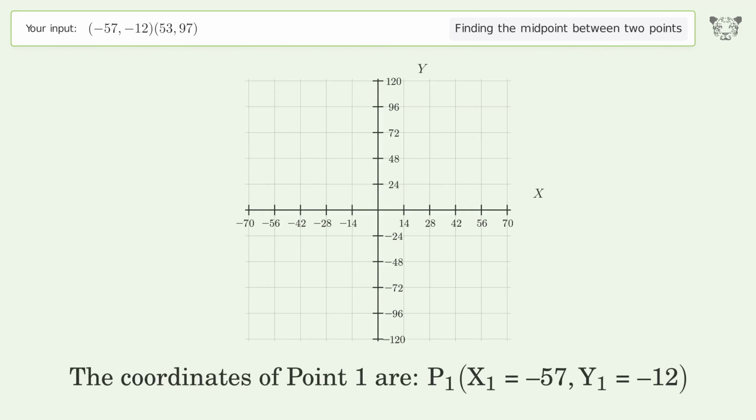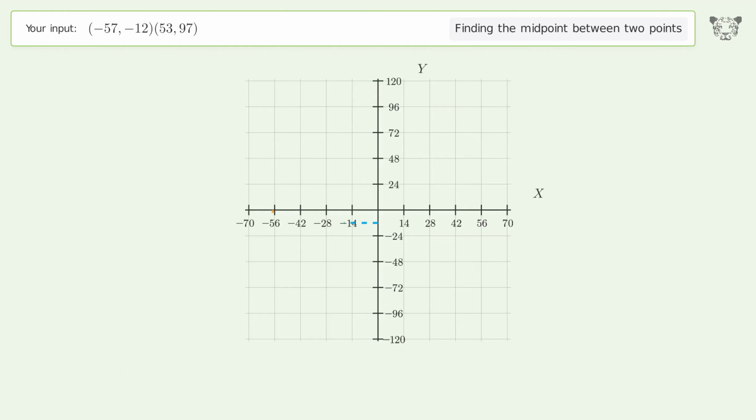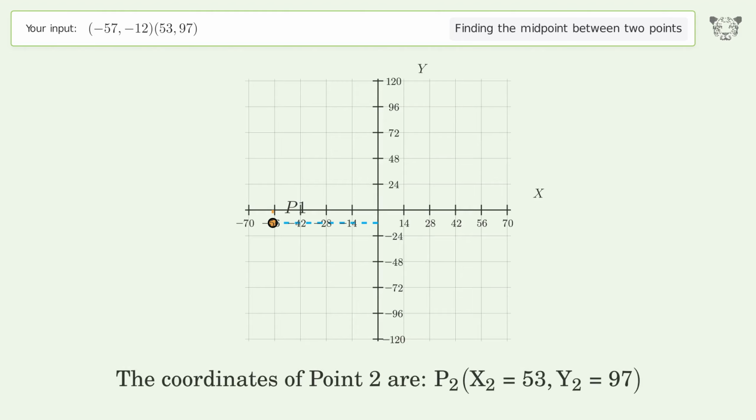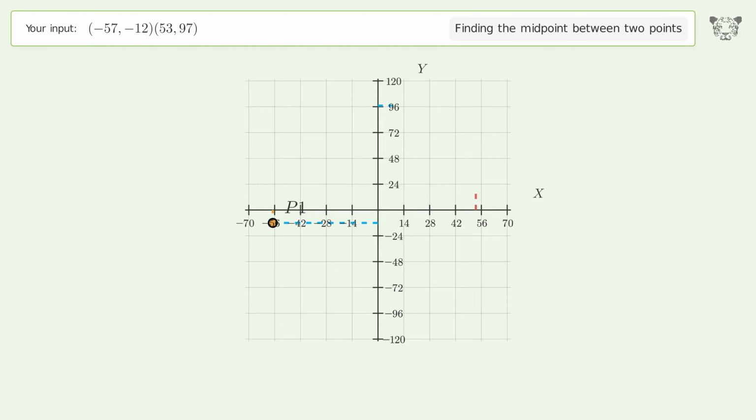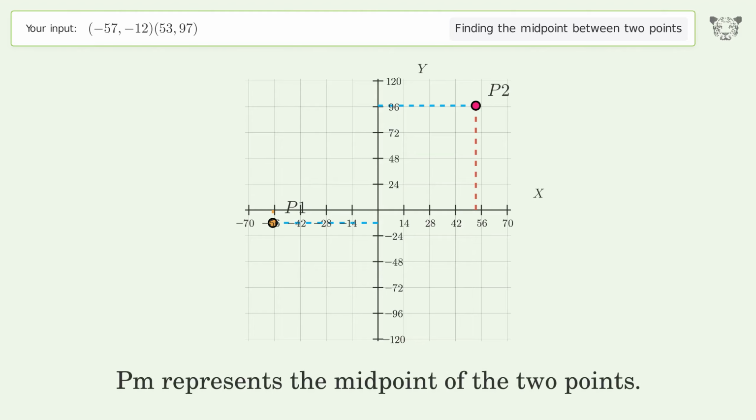The coordinates of point 1 are, x1 equals -57, y1 equals -12. The coordinates of point 2 are, x2 equals 53, y2 equals 97. PM represents the midpoint of the 2 points.